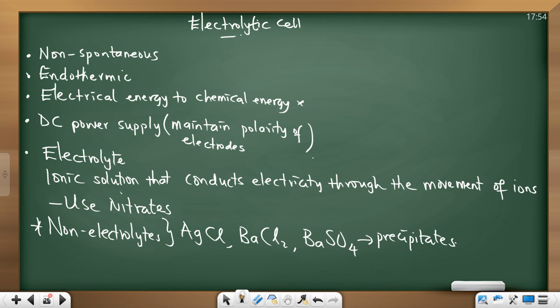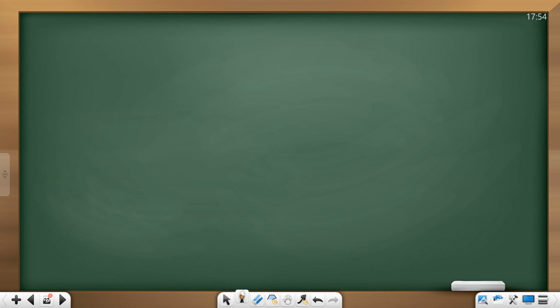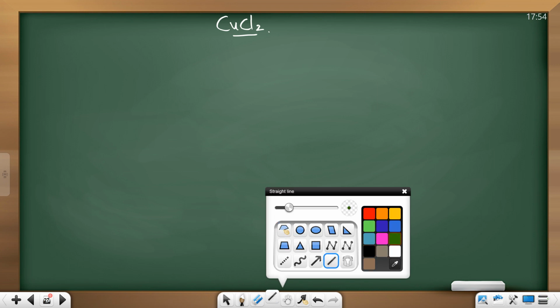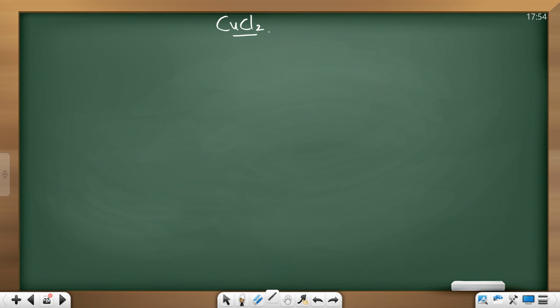All right, guys. Non-electrolytic. Now, number one. What are we looking at? The electrolysis of copper chloride. I need my full marks here. There are just a few things that I want to mention.